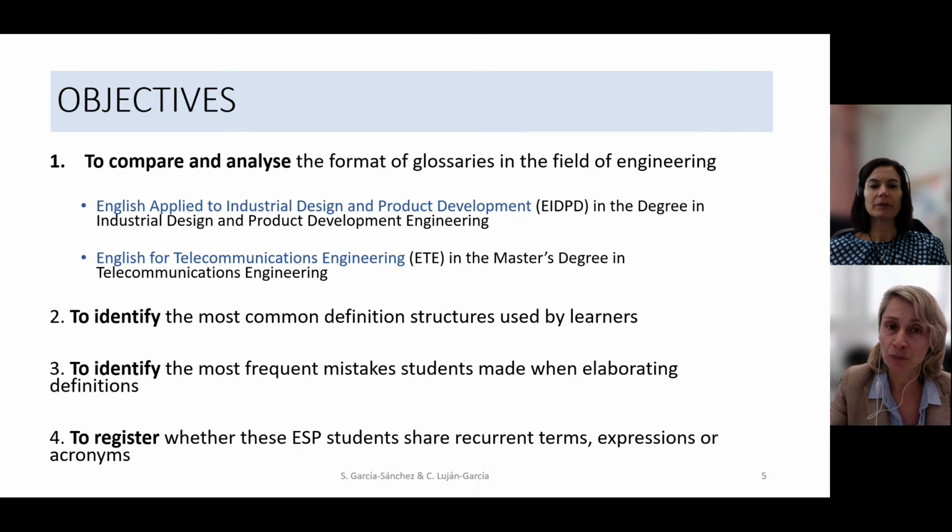The second objective would be to identify the most common definition structures that students used. The third objective would be to identify as well the most frequent mistakes that students made when elaborating those definitions. And finally, the fourth objective would be to register whether these ESP students shared recurrent terms, expressions, and acronyms, since they were really coming from different engineering fields.